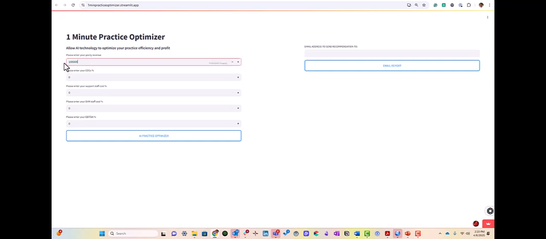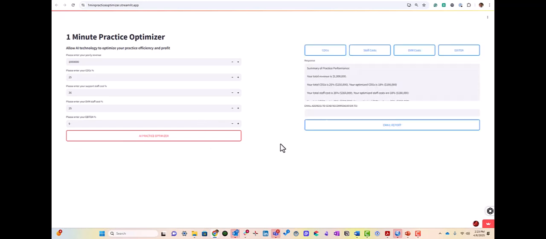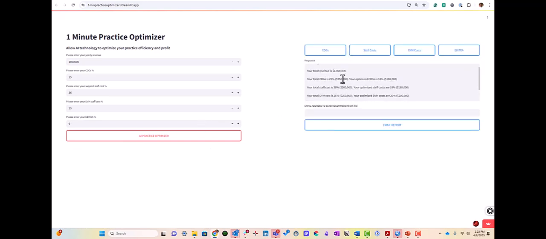So what you would do is you would put in your yearly revenue, you would put in your COGS percentage, you would put in your labor expense, you would put in your doctor costs, and then your EBITDA. And again, all that can be found in the dashboards. Hit the button here, and then basically what it'll do is it'll tell you what those numbers should be, based on your revenue, and where you're trending.